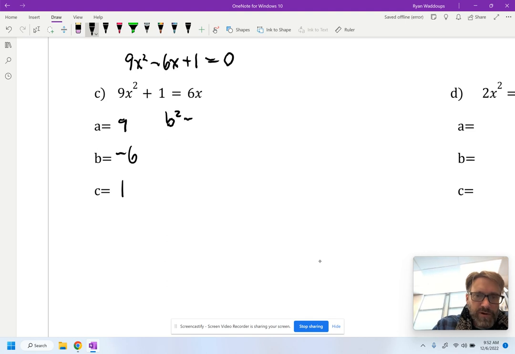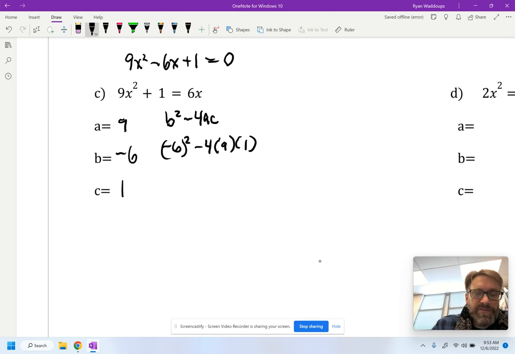We go to our discriminant, which is b squared minus 4ac. In our next lesson, by the way, we're going to put that discriminant together and find the solutions. This is not finding the solutions. This is just finding the value that tells us about the solutions. So b is negative 6 squared minus 4 times a, which is 9, times c, which is 1.